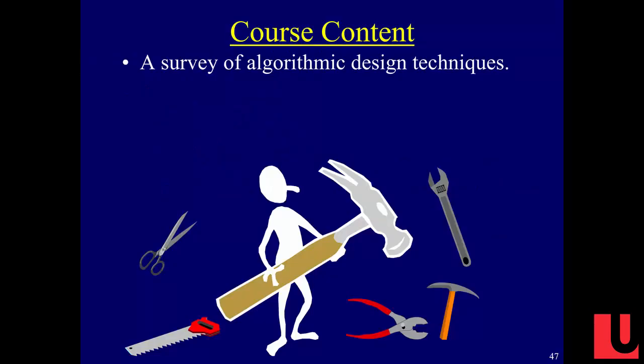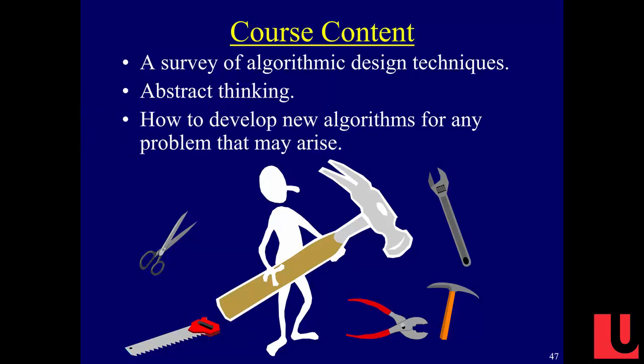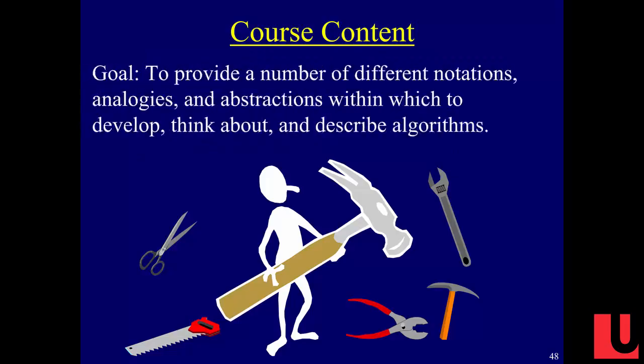So instead, we're going to be at a much higher level. We're going to be surveying algorithmic techniques and abstract thinking, coming up with new algorithms, right? The goal is for you to develop new algorithms. And so all the algorithms we're doing will just be examples so that you're warmed up to how to come up with your own algorithms, right?